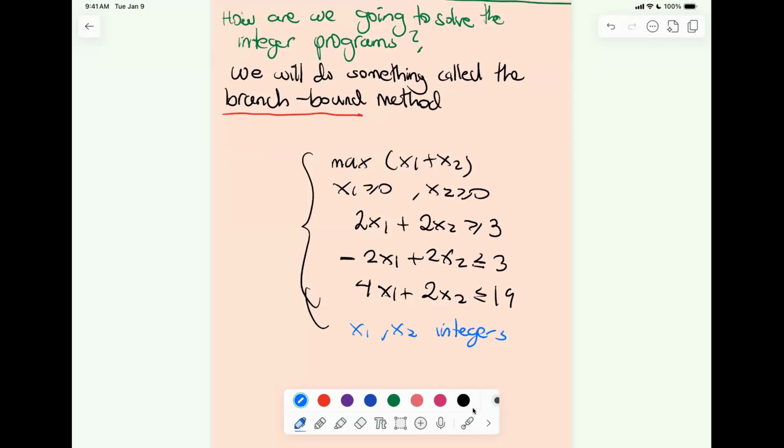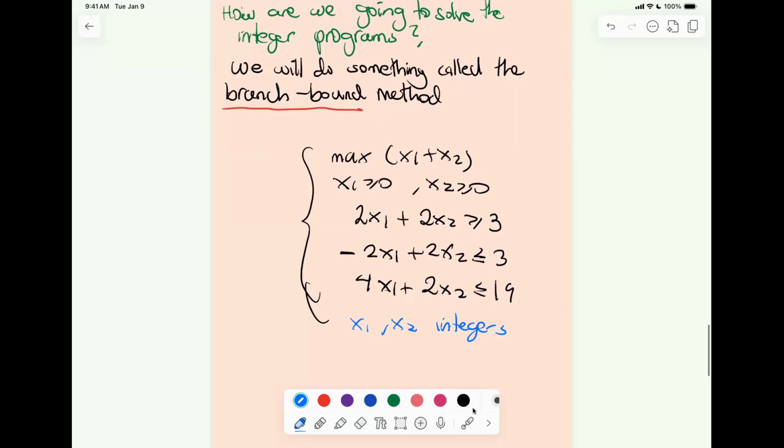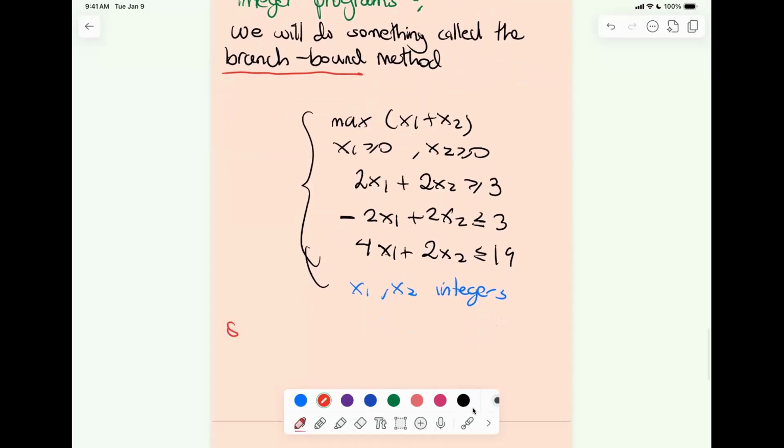Okay. So the branch and bound method, what it does is, step one, you just solve the problem without the requirement of the variables being integers. So you just solve the traditional problem that we know how to solve from day one, right? So okay, step one is to solve the ordinary problem by dropping the requirement on the variables being integers, the integrality requirement.